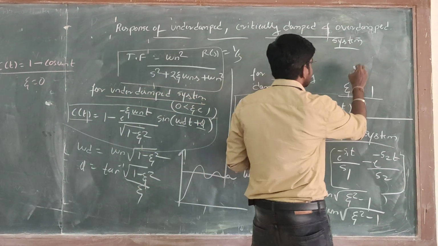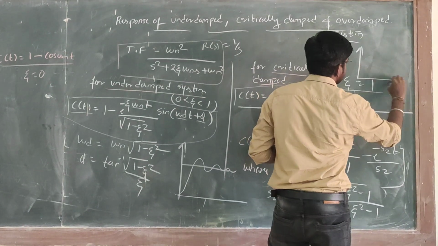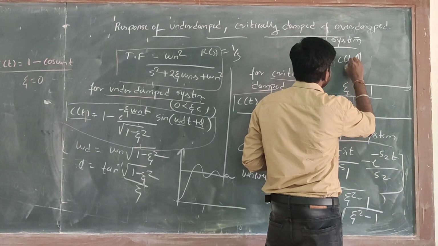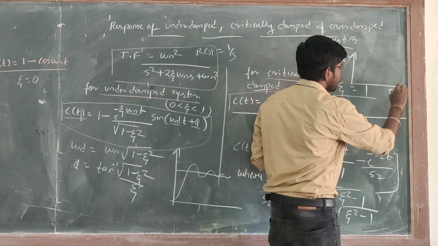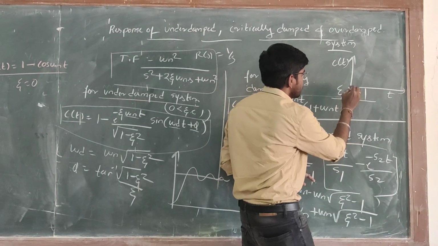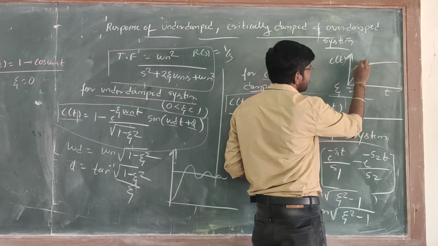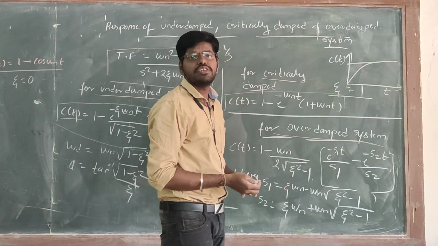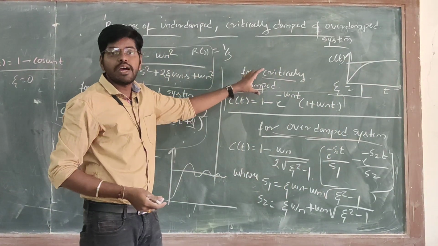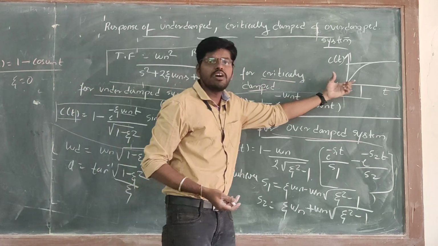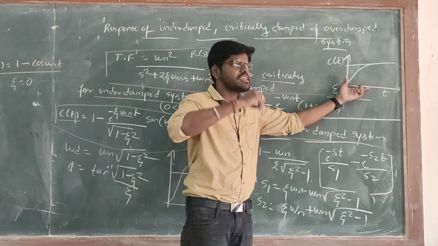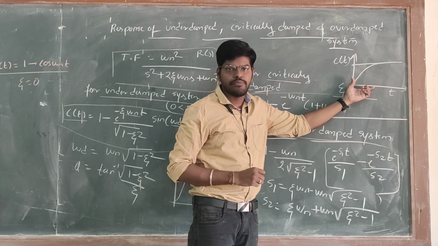If we sketch the response of the system, it will be like this. c of t is taken along the y-axis and time along the x-axis. Initially it increases and reaches the final value. We won't get any time domain specifications in the case of a critically damped system because it is not an oscillatory response. It is just an exponentially increasing curve.